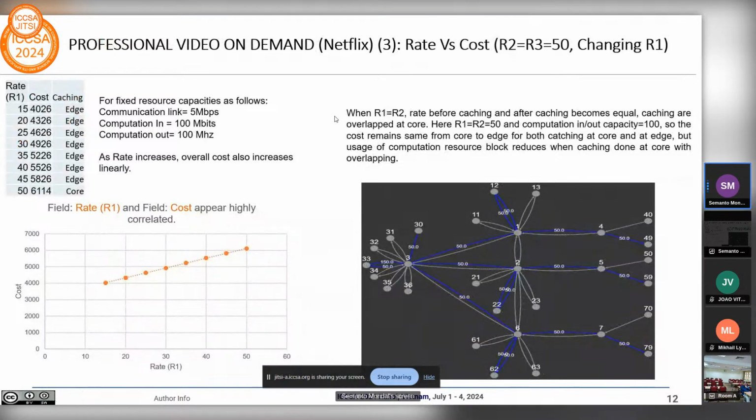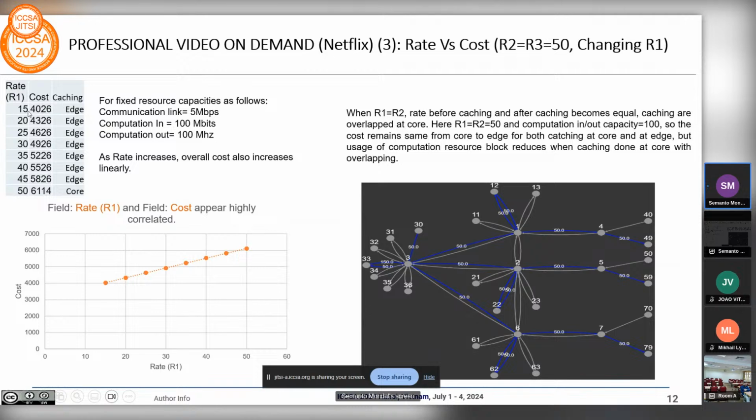And here, one interesting thing to check is that we have done a comparison between the rate and cost, which is really obvious. If the rate increases, the overall cost of the network will also increase. But here, one thing is that we have fixed R3 as 50 and R2 also 50. We increase R1 to check what is actually happening.